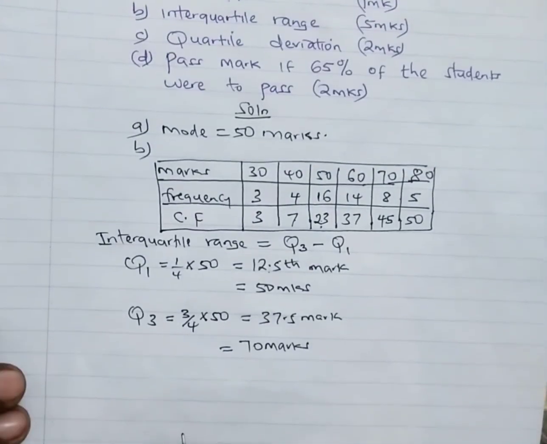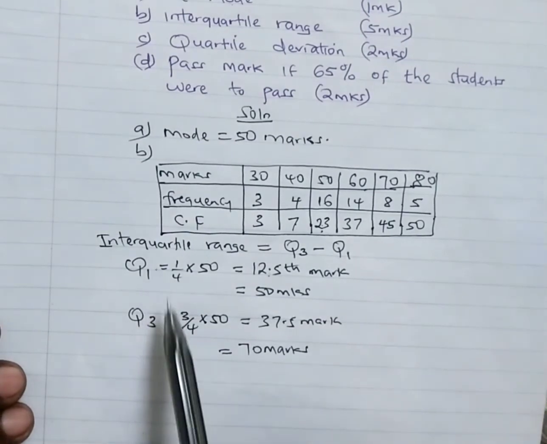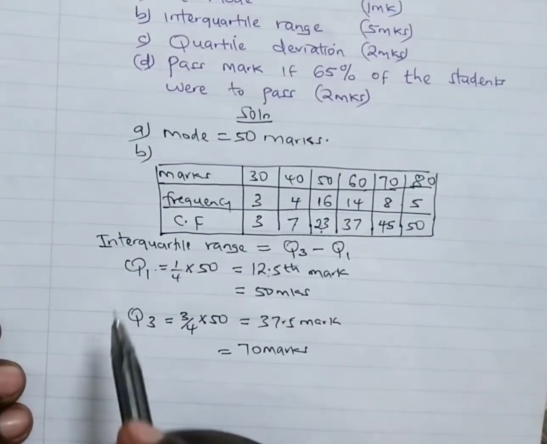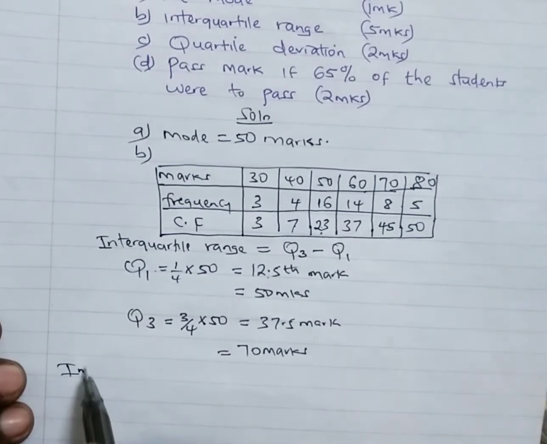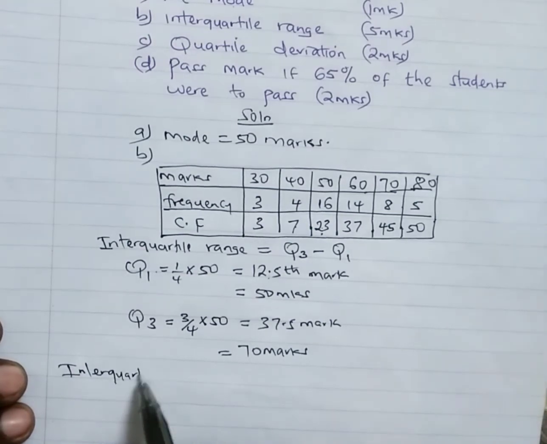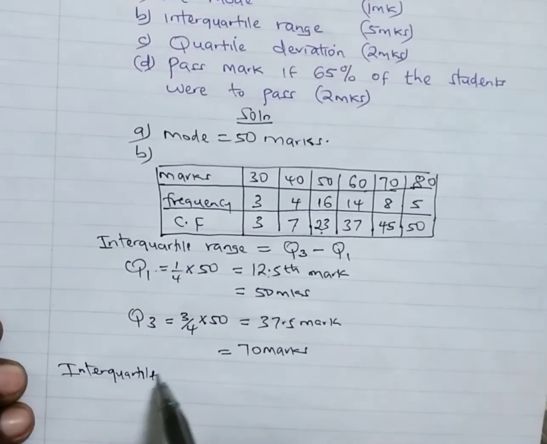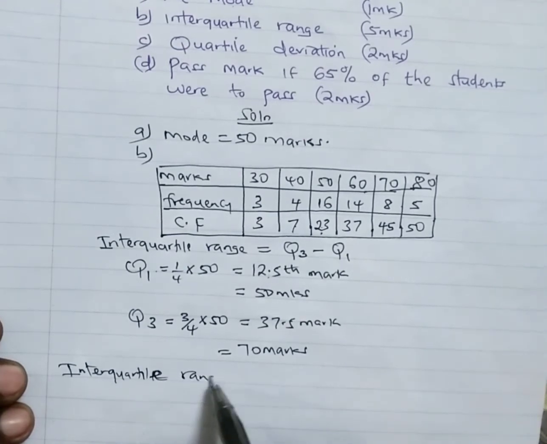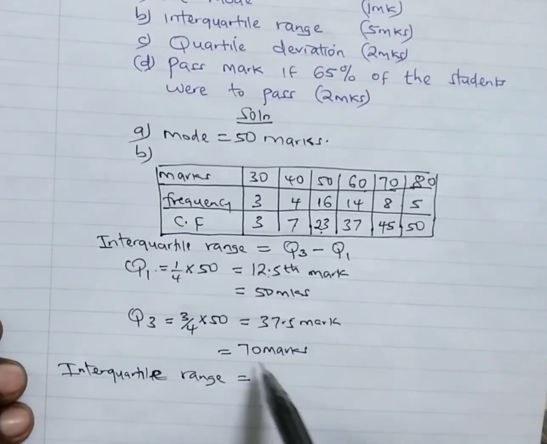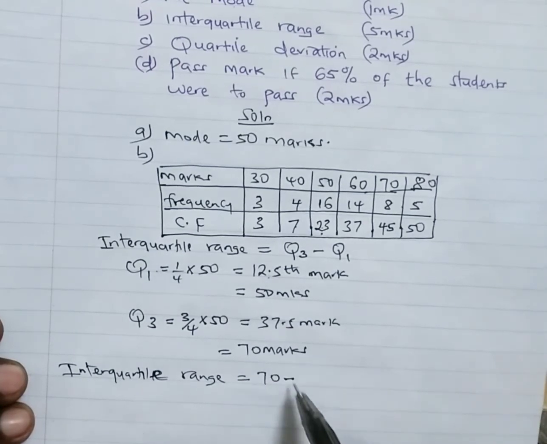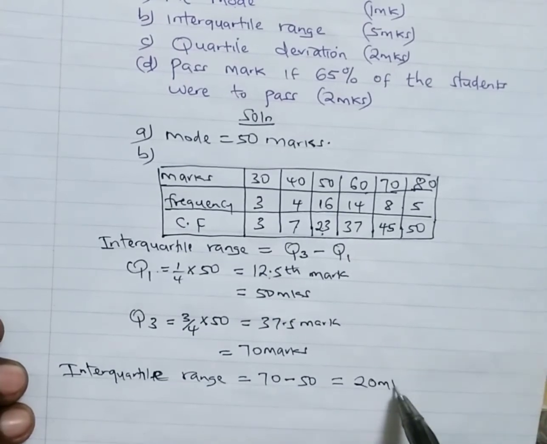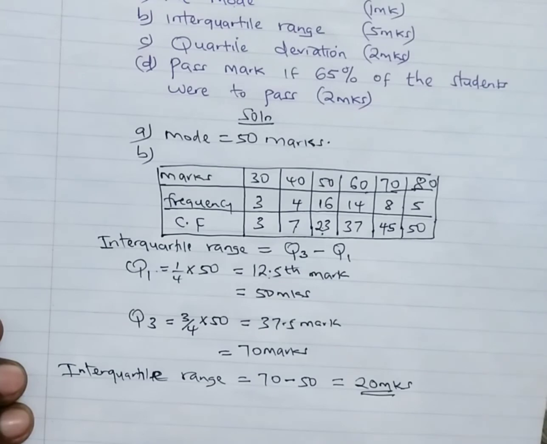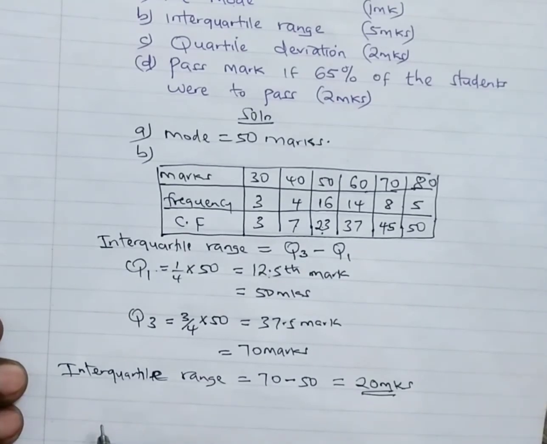Since we have our lower and upper quartile, now we can get the interquartile range. The interquartile range is going to be equal to the upper quartile, which is 70, minus the lower quartile, which is 50, and this gives us 20 marks. That is part B. Then we are going to part C.